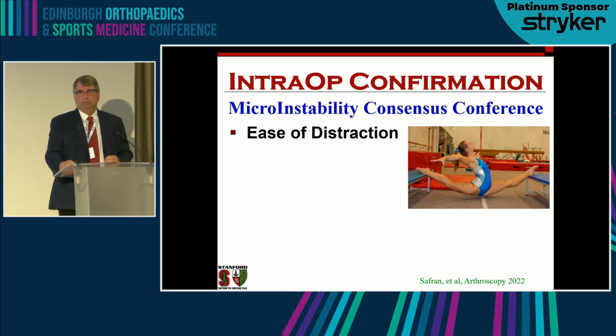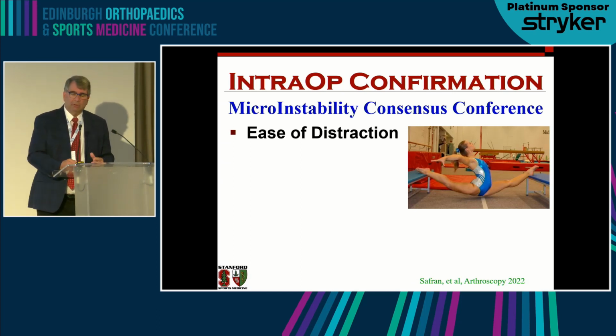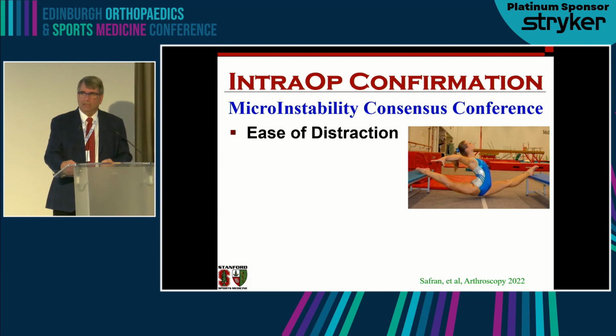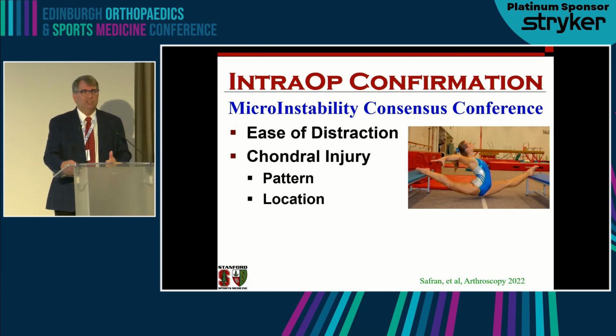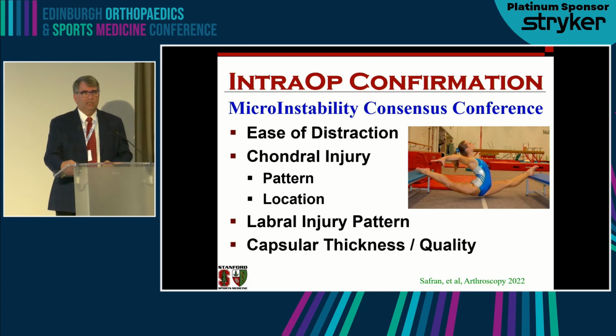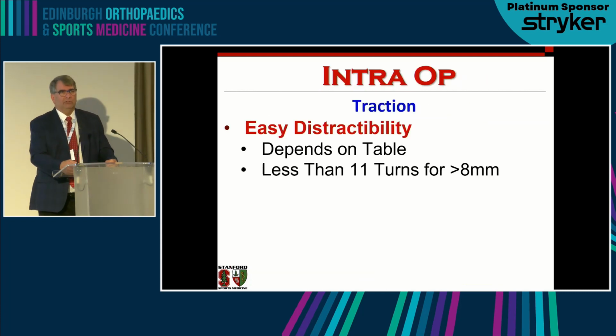And what we found out, when we were trying to figure out what are some of the clues intraoperatively for microinstability to confirm the diagnosis, was ease of distraction of the patient's hip, the chondral injury pattern and location, the labral pattern, which is more of an inside out or wearing down of the articular cartilage with a labrochondral separation, and then the capsular thickness or quality, and then whether or not there's a capsular defect. All are signs for hip microinstability.